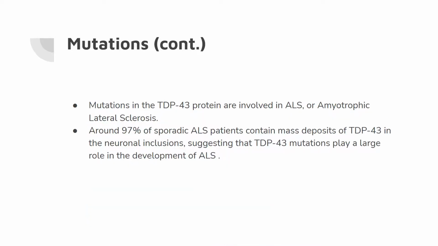More about mutations. Mutations in TDP-43 are involved with ALS, or amyotrophic lateral sclerosis, as I've been saying. Around 97% of sporadic ALS patients, these are ALS patients that have developed ALS and it wasn't passed down genetically from their parents, or the allele wasn't passed down from their parents, contain mass deposits of TDP-43 in their neuronal inclusions, suggesting that TDP-43 mutations play a large role in the development of ALS.